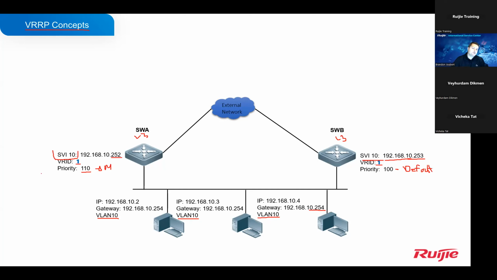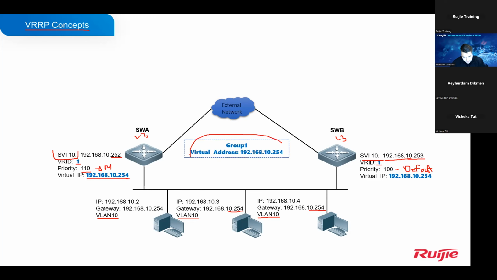Okay, once you've configured the priority, you can actually configure the virtual IP address. The virtual IP address will be the gateway of the network. As I've mentioned earlier, the gateway address for the PCs at the bottom here points to 10.254. And now we actually have that IP present on the network, as you can see here: 192.168.10.254.